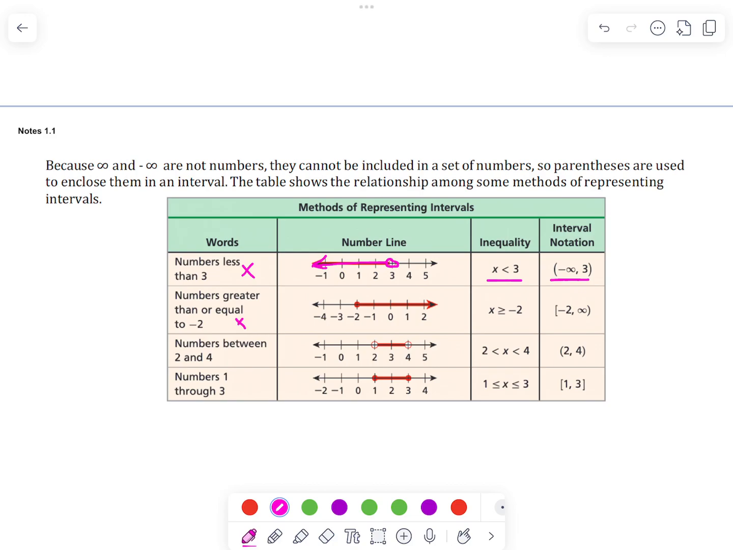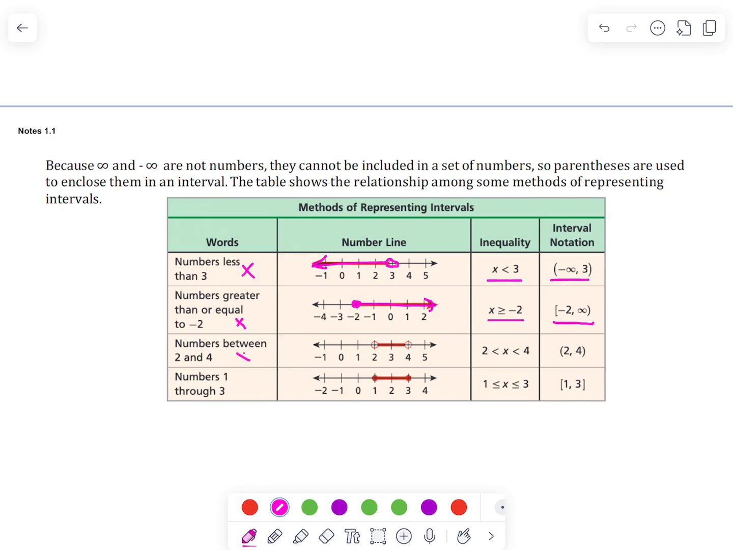The next example, numbers greater than or equal to negative 2. So we have that closed circle, greater than. And then we write this as x greater than or equal to negative 2. And now notice this is a bracket right here, and then going to negative infinity.